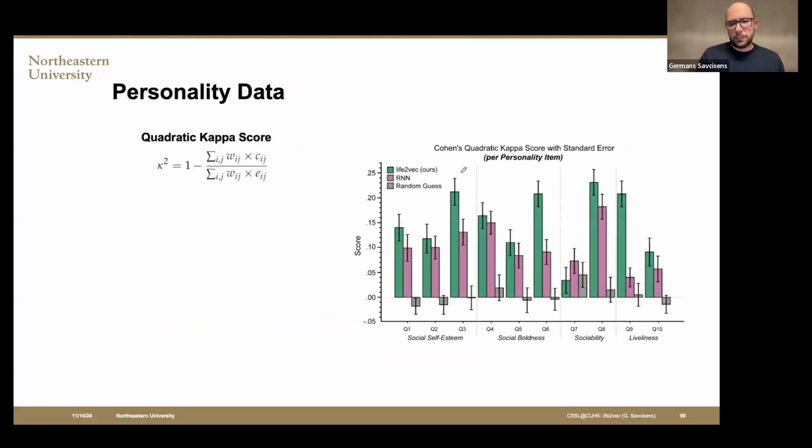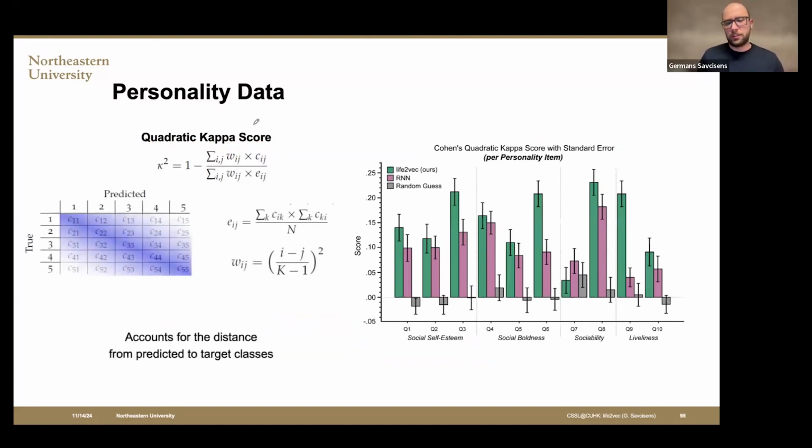And here you can see the results for 10 questions. We use something called quadratic kappa score. Basically, this is a measure used, for example, in ordinal classification or regression, where being wrong by 1 point is not as bad as being wrong by 3 points, and so on and so forth. And we could see that the life2vec model was actually quite good at predicting some of the questions very well, like question number 6, which was connected to social boldness, or question 3, which was connected to self-esteem.